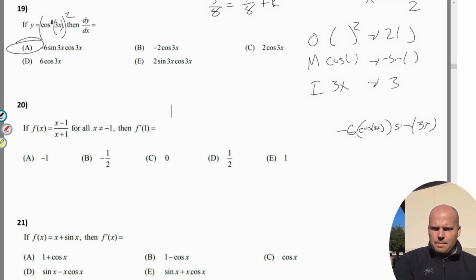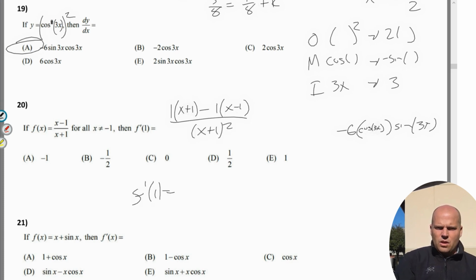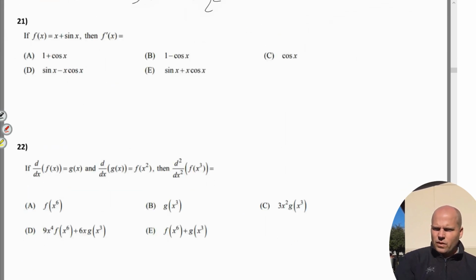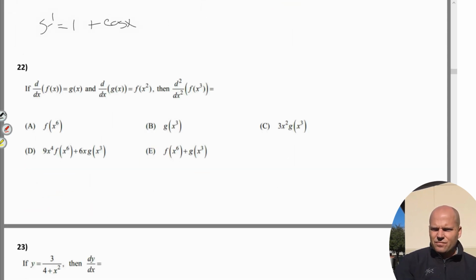Quotient rule: slope of the top times the bottom, slope of the bottom times the top, all over the bottom squared. If I plug in 1, f prime of 1 is 2 minus 0 over 2 squared. So that's 1/2. Slope of x is 1. Slope of sine is cosine. Slope of cosine is negative sine.